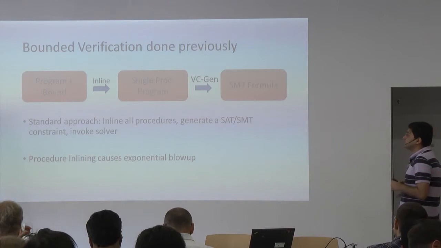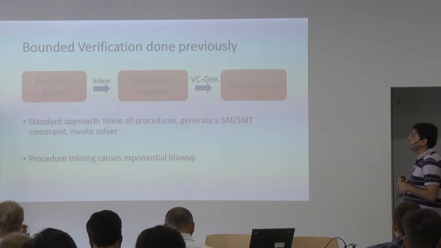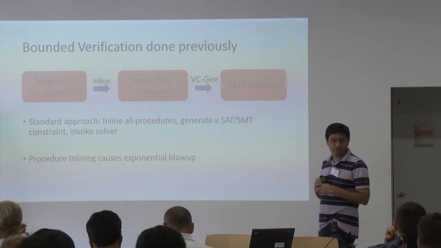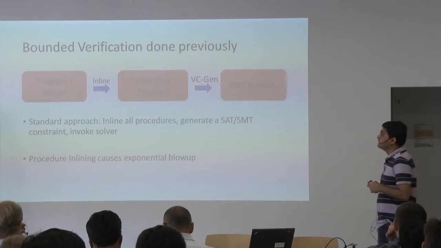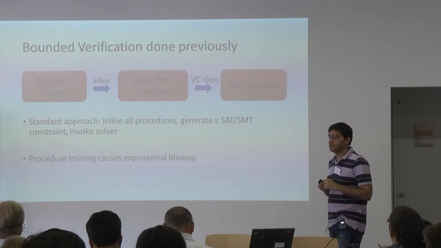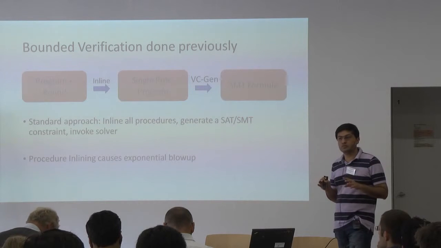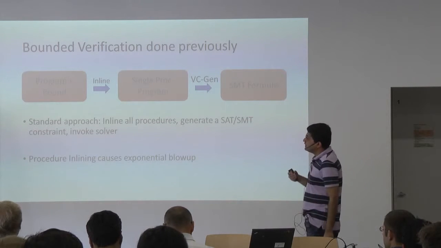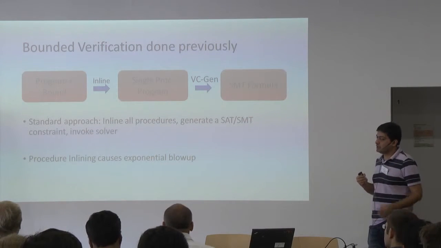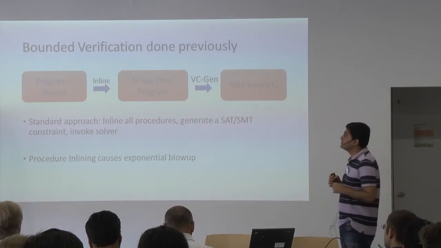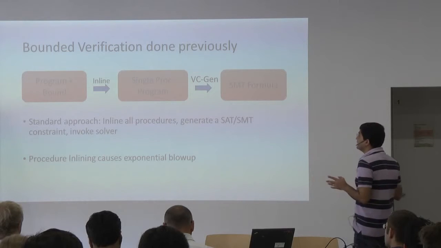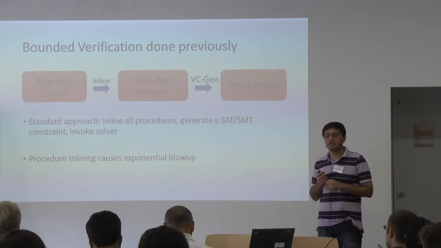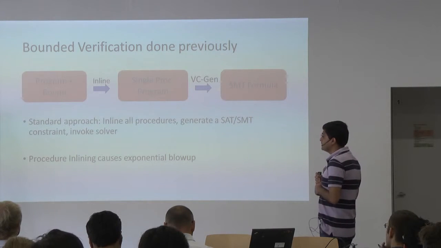The standard approach in doing many of these bounded analysis techniques is the following. You start with a program and a bound, which you assume is given to you by a user, maybe in terms of a number of loop iterations that you want to cover. We're thinking of single-threaded programs here, so programs with multiple procedures, loops, and so on. You start inlining all procedures in the program up until you hit the bound. What you end up with is a program with a single procedure and no loops and no recursion. At that time, you do what is called VC generation, where you encode all behaviors of that program into an SMT formula, and you give it to an SMT solver and let it do what it does best.